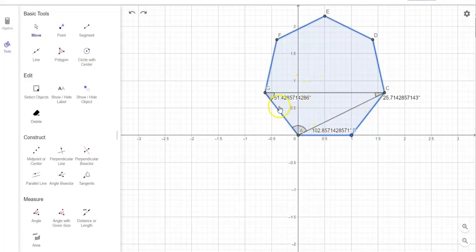As you can see, this triangle is drawn out. ACG is the heptagonal triangle. And pi over 7 is equivalent to roughly 25.7 degrees. 2 pi over 7 is equivalent to roughly 51.4 degrees. And 4 pi over 7 is roughly equivalent to 102.9 degrees.